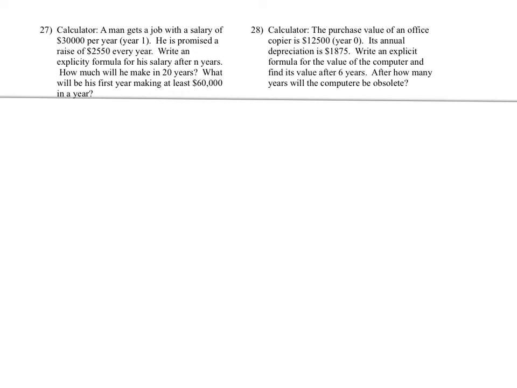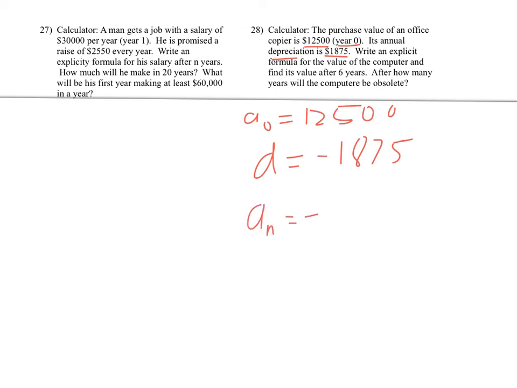All right, next up here, number 28 says the purchase value of an office copier is $12,500, and that says year 0. So right off the bat, that kind of gives me a hint that a sub 0 is going to be $12,500. And it says its annual depreciation is $1,875. So to me, that's saying the common difference is negative $1,875, because every year it's worth that much less than it was the year before. So that's going to be how it's changing over time. So we want to write an explicit formula for this. So I'm going to say a sub n equals negative 1875n plus 12,500.